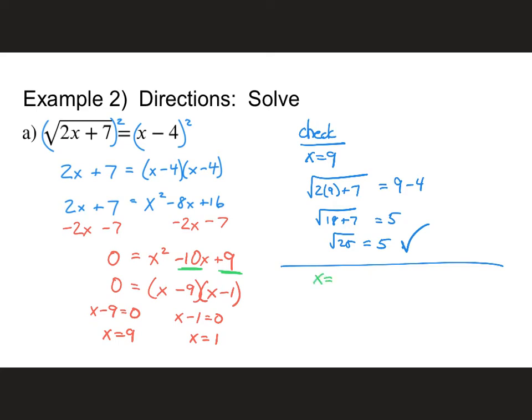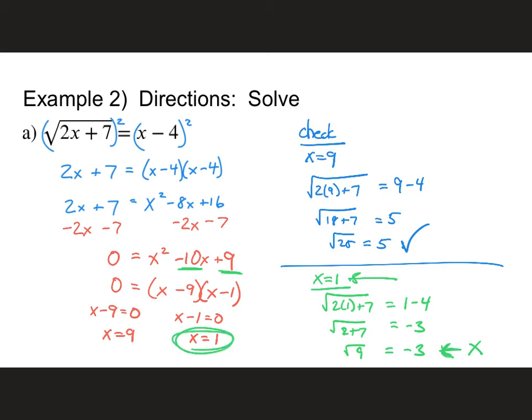All right, so let's try the other one. Let's try x equals 1. That's the square root of 2 times 1 plus 7 equals 1 minus 4. 1 minus 4 is negative 3, and 2 plus 7 gives me the square root of 9. The square root of 9 does not equal negative 3, it equals positive 3. So x equals 1 is not a solution because it did not give me a true statement at the end. The only solution is x equals 9.